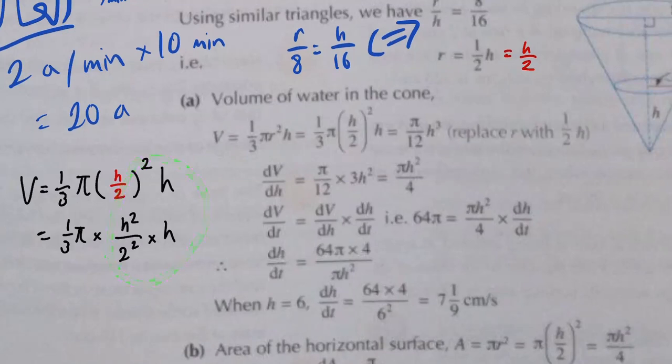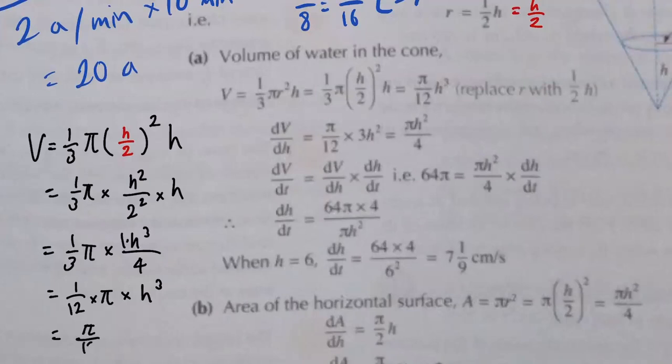H squared times H will then become 1/3 pi times H cubed over 2 squared. But what's 2 squared? It's just a 4. So H cubed over 4. Then 1/3 times 1/4, there's an invisible 1 on top. So you can think of it as 1/4 times 1/3, you get 1/12. Maybe I write 1/12 first, then times pi, then times H cubed, which is pi over 12 H cubed. Is this part okay? Yep.